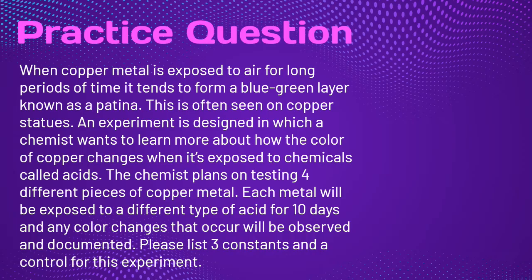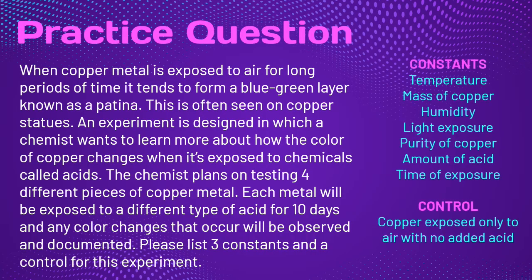Okay, so for our practice question, here are some potential correct answers. Now, I've listed many constants even though I only asked you for 3. Some of the things that should not change when thinking about the 4 pieces of copper we're testing would be the temperature, the mass or amount of copper, the humidity or moisture in the air, how much sun they are exposed to, the purity of each piece of copper, the amount of acid we're putting on each of the pieces of copper, and finally the time of exposure, which we said will be 10 days.